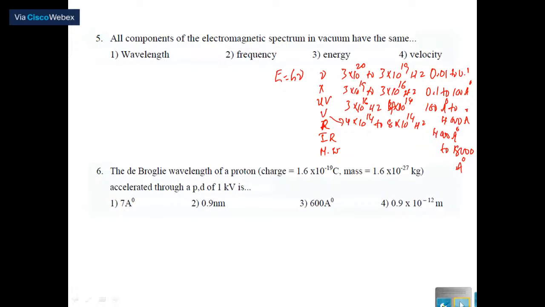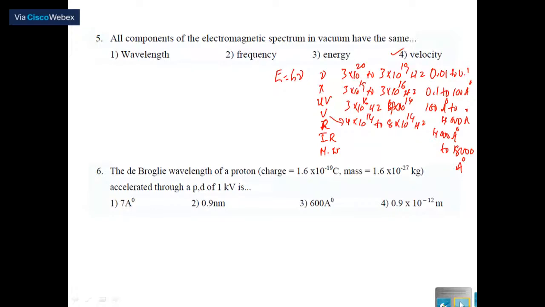But all of them, depending on the frequency and the wavelength, have been classified into various regions such as gamma region, X-ray region, UV region, visible region, IR region, microwave region, and radio region. All of them travel at the same speed, so the velocity will be the same. Though they have different frequencies and wavelengths, they move at the same speed or velocity.